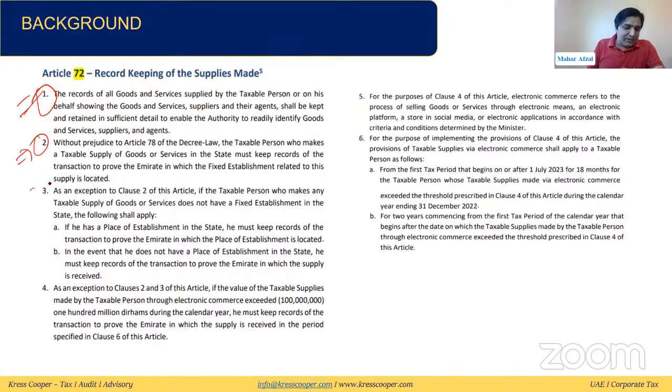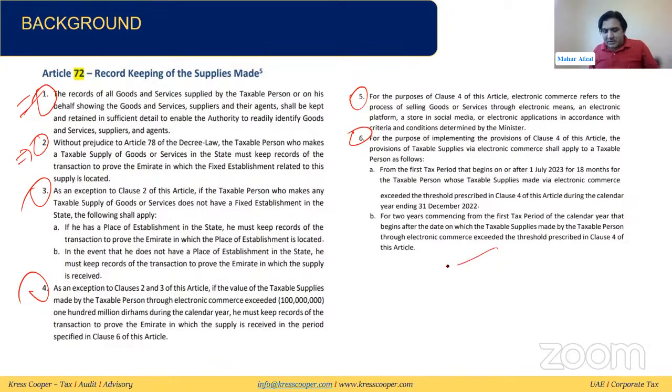Clauses 3 and 4 have been added. So what has been written in Clause 3? This is the most important thing. They wrote in Clause 3 that where there is no fixed establishment, the taxable person needs to identify the place of establishment. So first they said fixed establishment. If there is no fixed establishment, then there is the place of establishment. If there is no place of establishment, then they need to see where the goods and services are being received. We need to report the taxable supply in that Emirate.